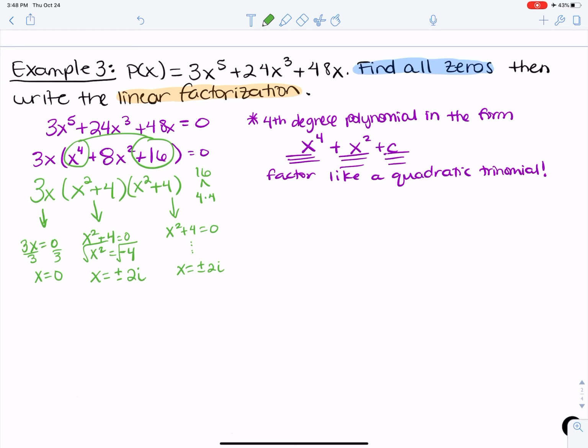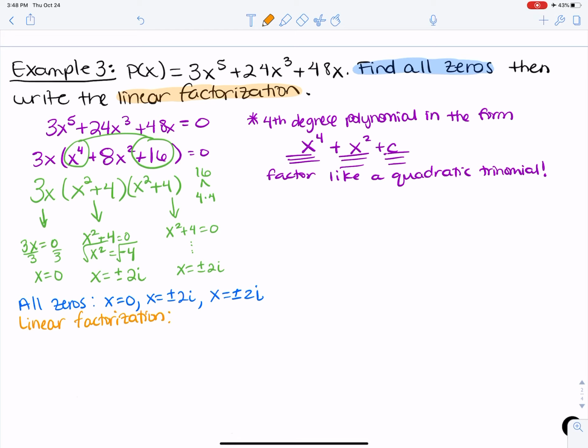And so those are all of our zeros. Let's write our final answer. All zeros are x equals 0, x equals plus or minus 2i, and x equals plus or minus 2i. Yes, we have plus or minus 2i once, but this is letting us know that this is, I don't want to circle it yet, a bounce, or in other words, we have a 0 that's a multiplicity of 2. So now let's write our factorization with this in mind.